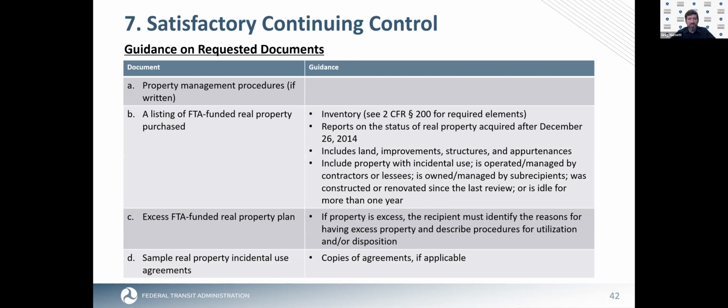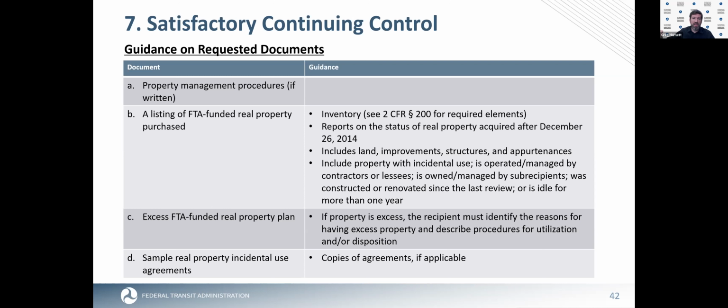Great. So let's move on to the next chapter, 7, Satisfactory Continuing Control. The first thing the RIR asks for is, if you do have this in writing, if you have property management procedures, then you would want to include that in your RIR submission. Moving on to item B, the RIR is asking for a listing of FTA-funded real property. And as you can see, this would be an inventory with certain required elements that are identified in 2 CFR 200. Also, they're very clearly listed in the Contractors Manual, so please take a look at that.